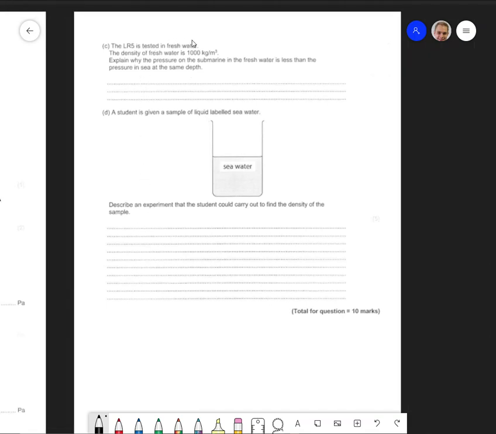The LR5 is tested in fresh water. The density of this is there. Explain why the pressure on the submarine in the fresh water is less than the pressure in the sea at the same depth. Basically, 1 more question. The density is lower.